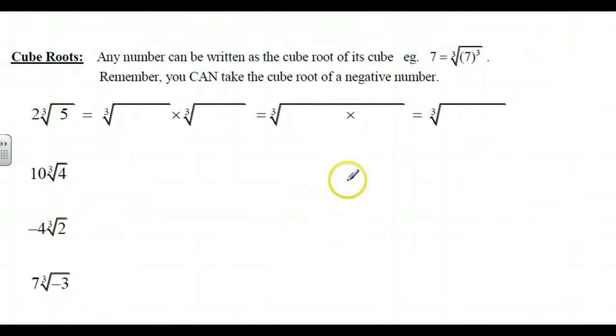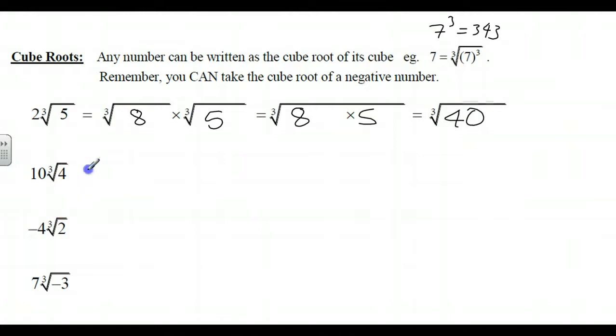Cube roots. 7 is the cube root of 7 cubed, right? So we're going to cube 7, which is 343. You have to know your cubes from the other page, or just be able to cube the number in your calculator. So 2 cubed is 8, so the cube root of 8 is 2. We take the 2, cube it, then put it under a cube root sign. And then we bring them together under one radical sign, and we turn it into an entire radical.